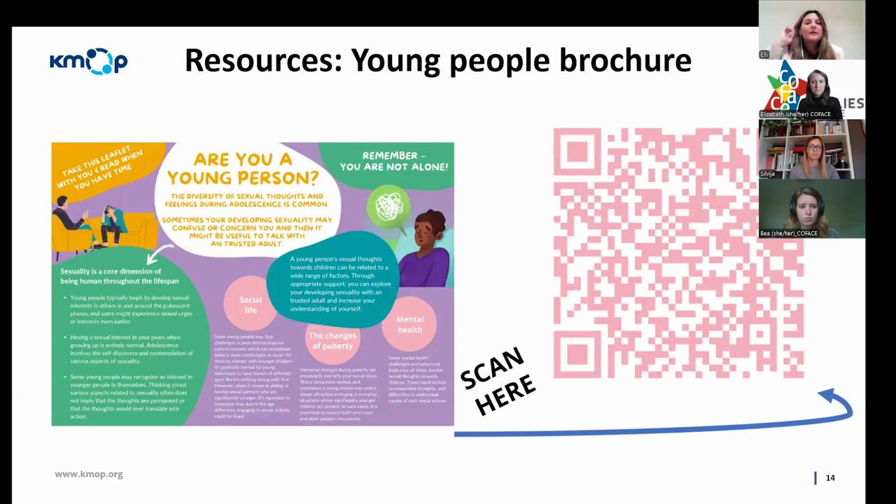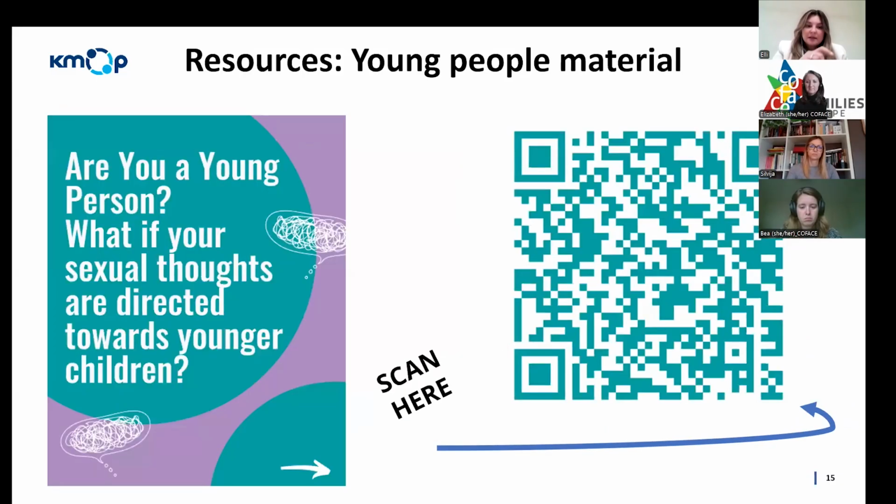And then there is the young people brochure, which is an age-appropriate leaflet for slightly older children, touching upon again sexuality, the importance of sexual education, and the case of having sexual thoughts about younger children. And the final resource is the extended version of the previous leaflet, and this touches upon the same themes, also available in the QR code, and all these are also available on CMOP's website.